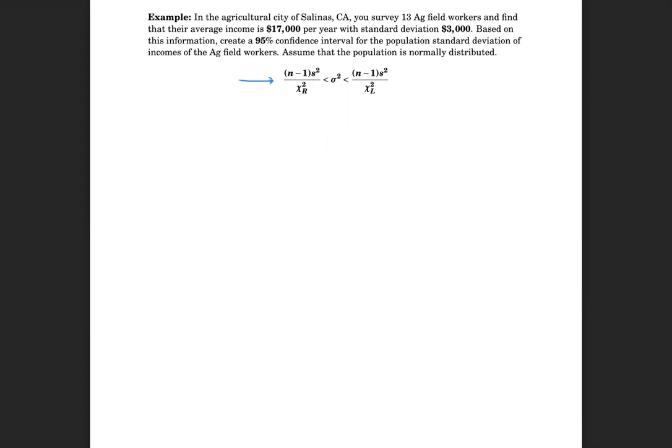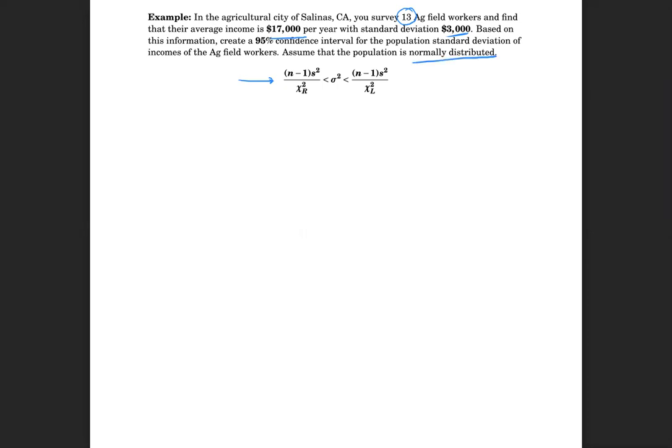In the agricultural city of Salinas, California, you surveyed 13 people, field workers, and find that their average income is $17,000 per year with a standard deviation of 3,000. That is the sample standard deviation, okay? Based on this information, create a 95% confidence interval for the population standard deviation of the income of the ag field workers. Assume that the population is normally distributed.